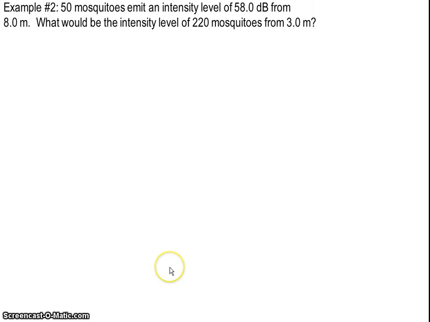Alright, moving on to example number 2. Here we have 50 mosquitoes. There's the intensity level of 50 from that distance. Now we're going to go to 220 mosquitoes at a distance that's closer. So this one we need to use math to solve. We can't just solve it from a conceptual standpoint.